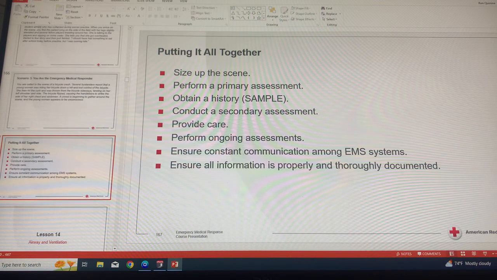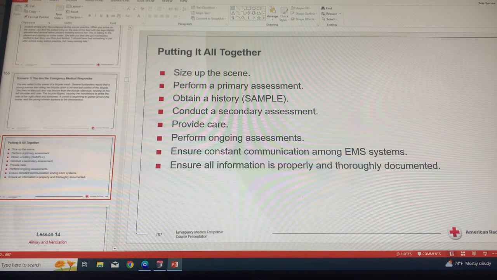Okay, so lesson 13 was rather short. We will be discussing the scenarios in person, in detail, and there's also a lot of in-person work that we're going to have to do for lesson 13.